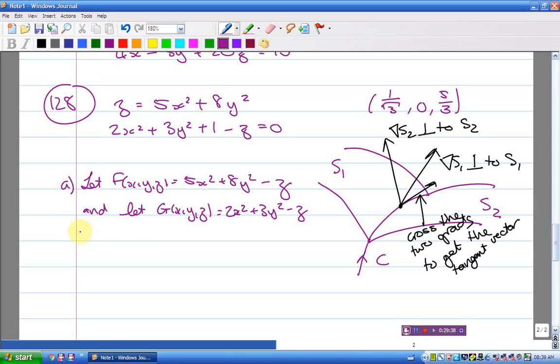Okay, so let's work out grad of big F. I'm going to leave out the bracket x, y, z, and I'm just going to copy it from my notes, because clearly differentiating is just too hard for me today.